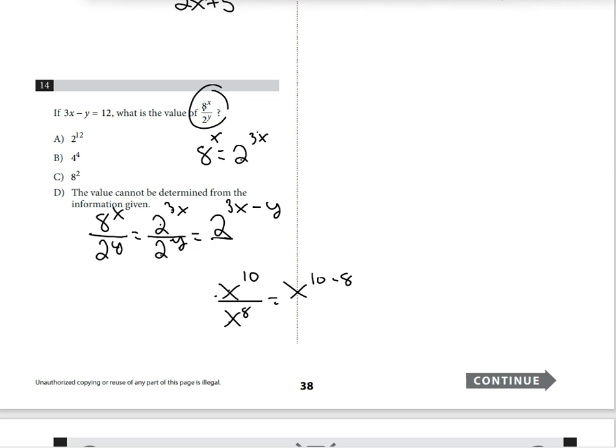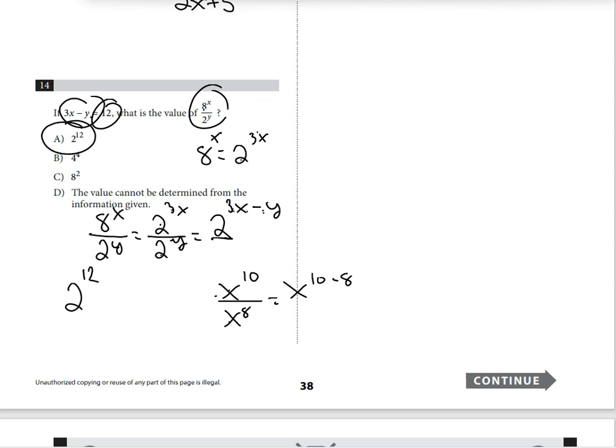And that looks a lot like what we have here, 3x minus y. So 3x minus y is equal to 12, so we can replace that 3x minus y with 12, so we're going to get 2 to the 12th power. Our answer here should be A.